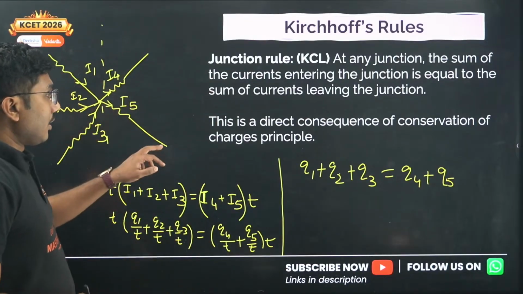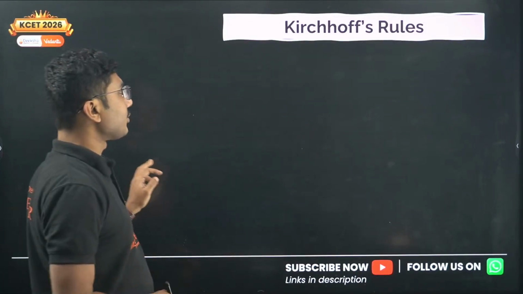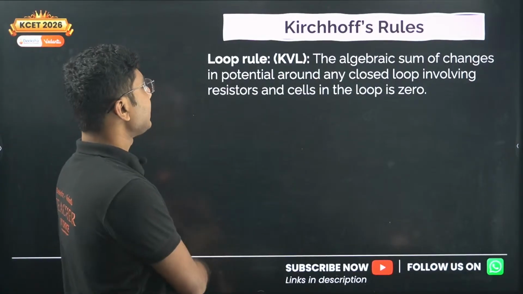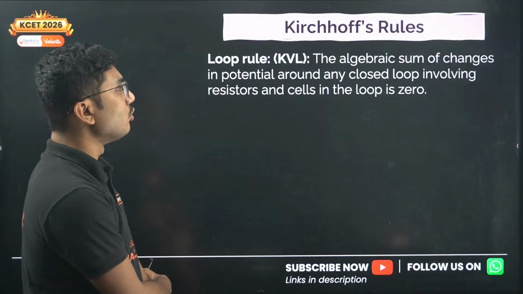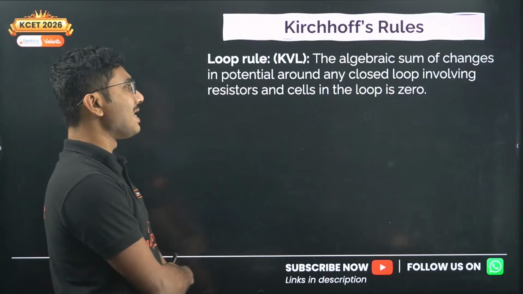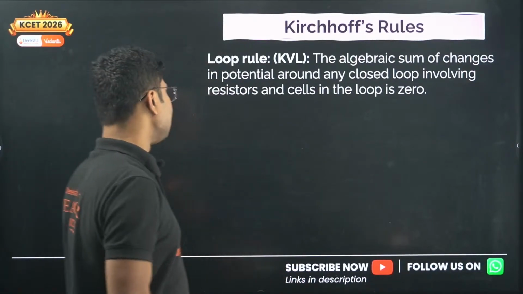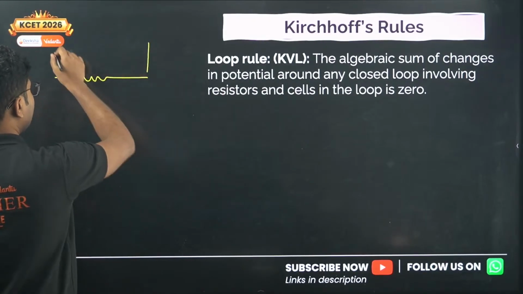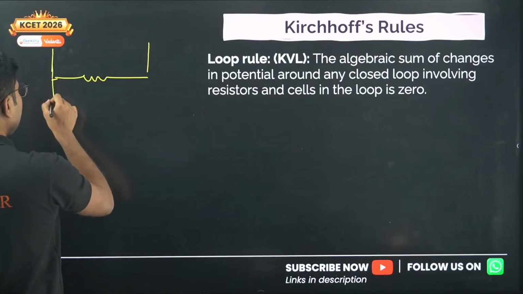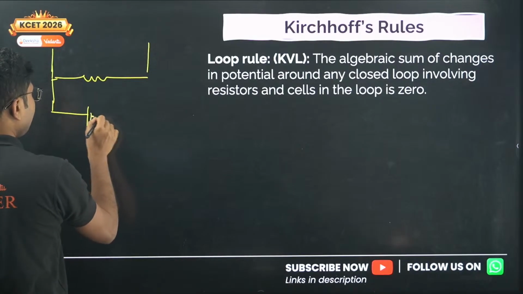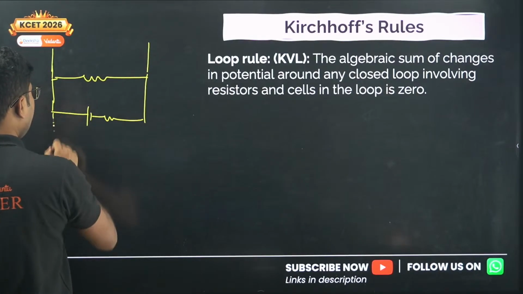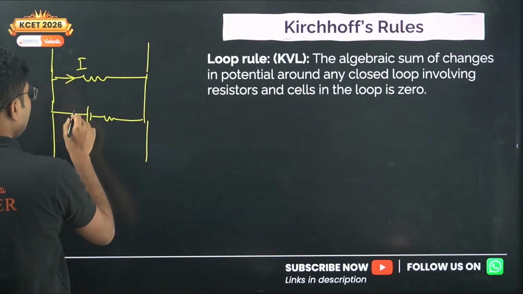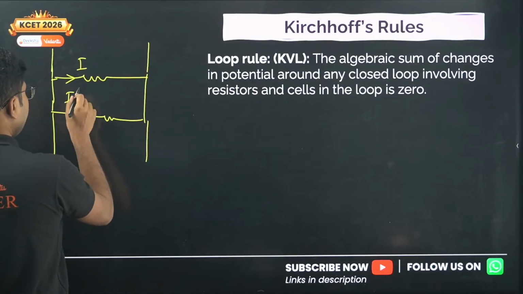Okay, now the next law is Kirchhoff's voltage law, KVL. The algebraic sum of changes in potential around any closed loop involving resistors and cells in a loop is 0. So what is the meaning of that? Suppose we have a complicated circuit. Again, we are taking a part of a complicated circuit where a cell is involved, there is some internal resistance of the cell, and obviously some current is passing. Suppose the current in this is I, and the current through this is I dash.